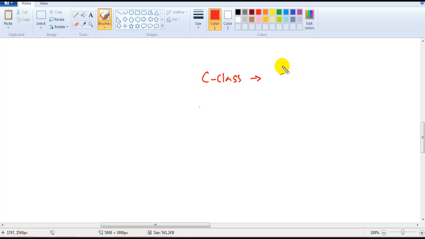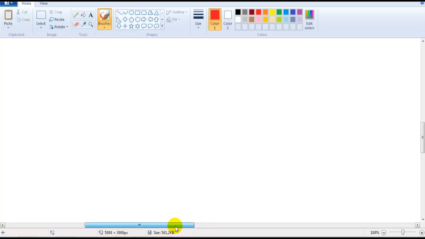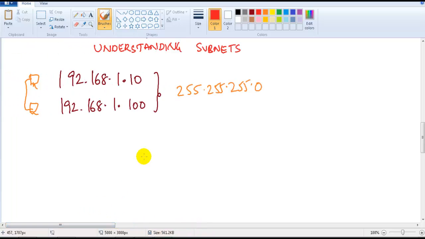If you want, you can try a C class requirement of 12 host addresses. You can also take a requirement of 100 host addresses. I want you to try these examples as an exercise. Here I'm going to explain how they differ, understanding the subnets.